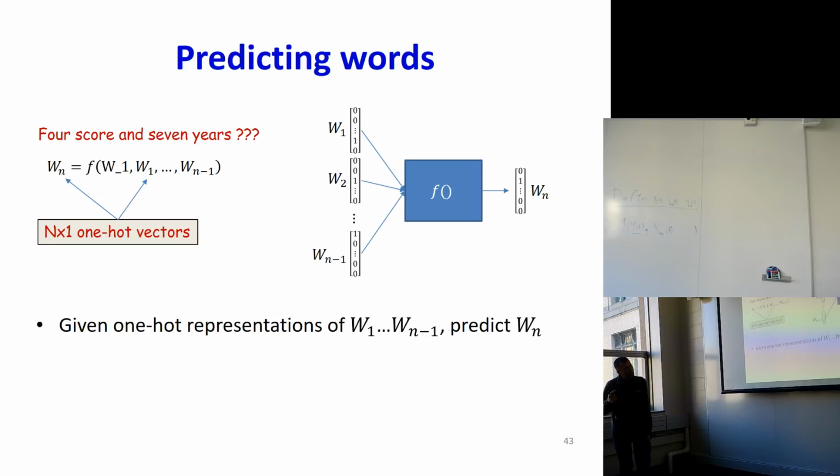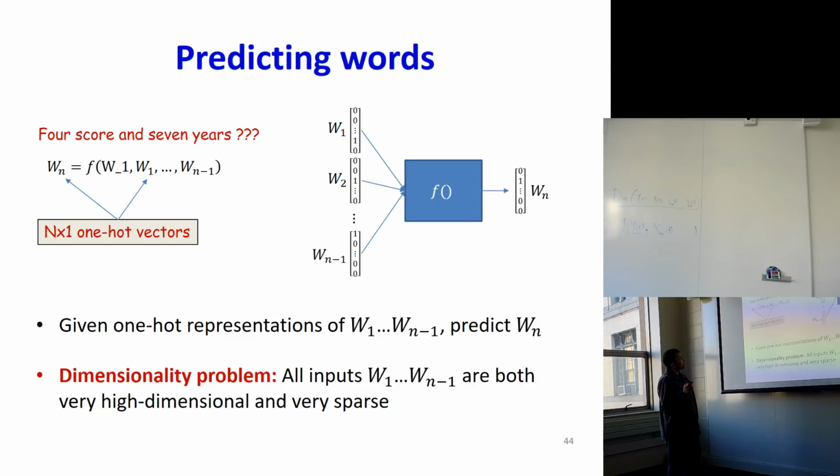Now the standard thing that we will do is use one-hot representations. But then you have a dimensionality problem. All inputs are very high dimensional, but they're also very sparse. What do I mean by sparse? Consider that I have a vocabulary of 100,000 words. These 100,000 words are being represented in a 100,000 dimensional space, but in this space I have only 100,000 points.